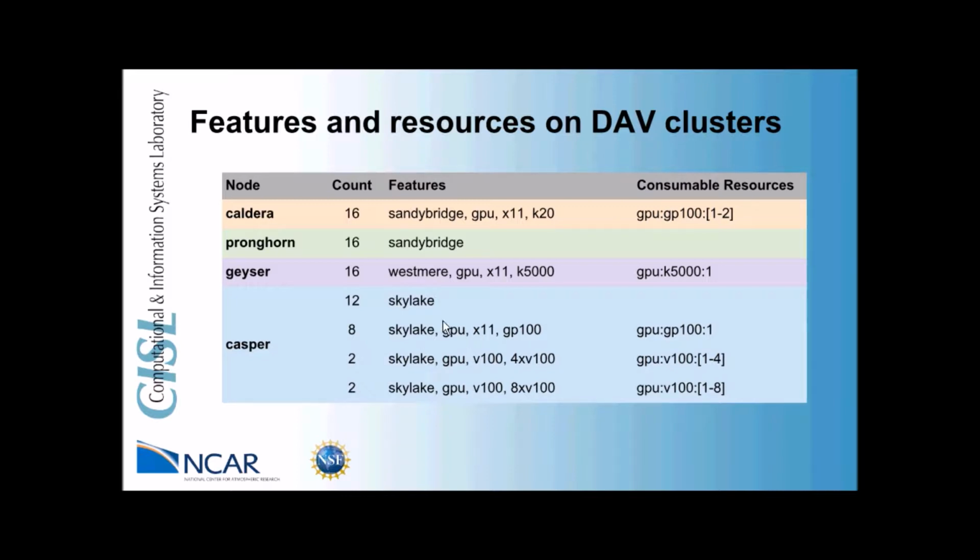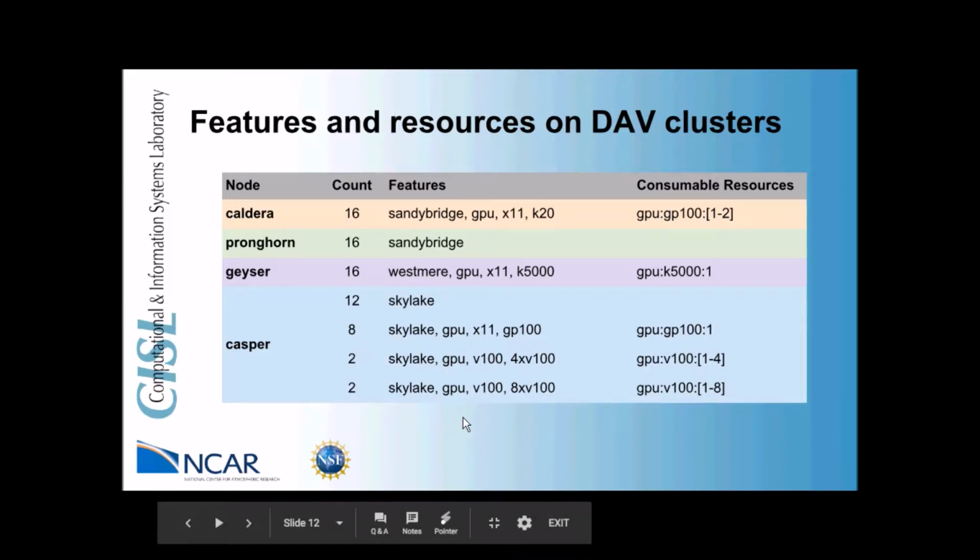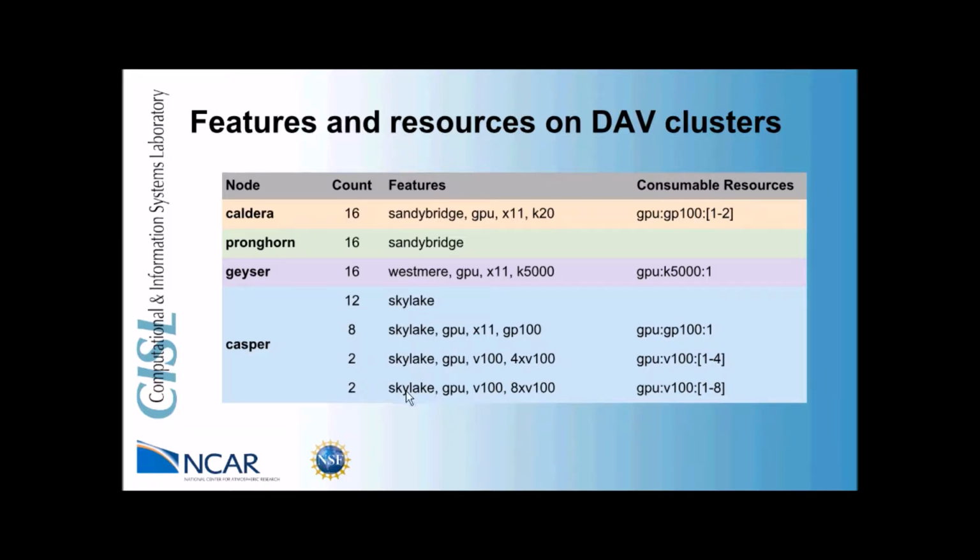But it might change. If we add new nodes to Casper at some point, they might be Cannon Lake or whatever Intel has out at the time. But at the moment, that's true.